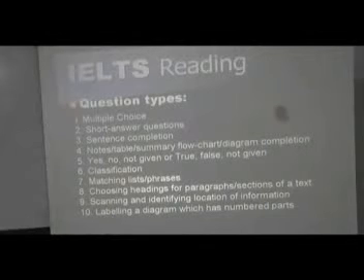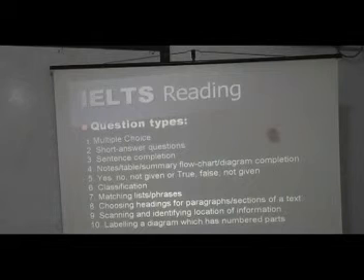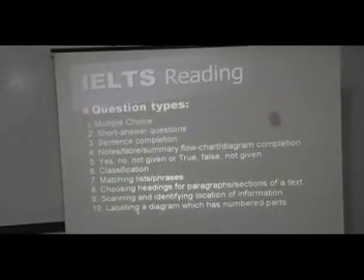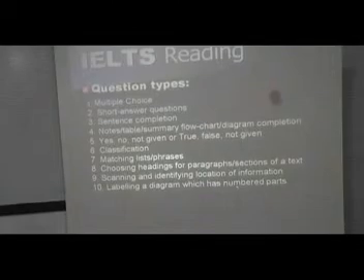Multiple choice questions, short answer questions, sentence completion, notes completion, table completion, summary completion, flowchart completion, diagram completion. 5 different types of completion. Yes, no, not givens, true, false, not givens, the other name. Then we have classification, matching list or phrases, choosing headings for paragraphs or sections of a text, scanning and identifying location of information, labeling a diagram which is number parts.